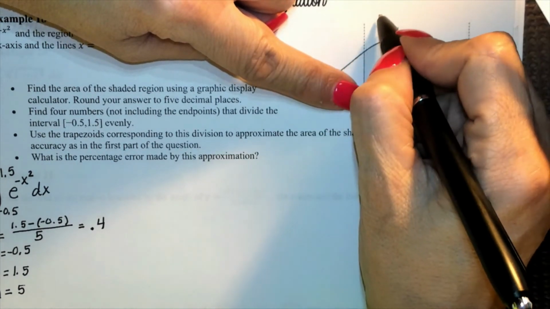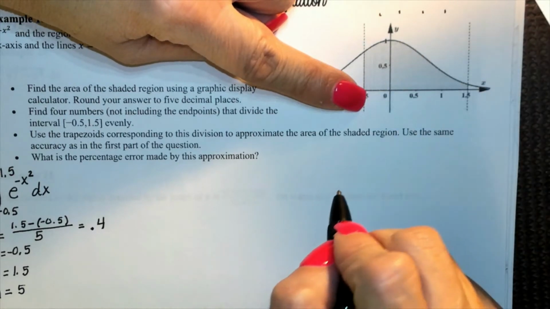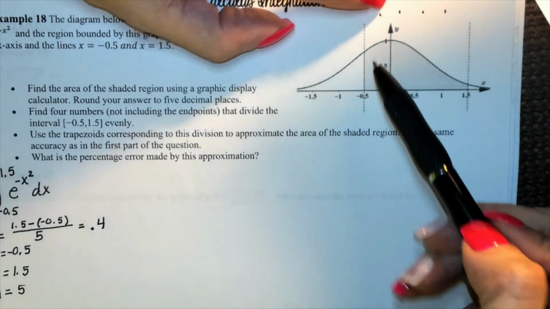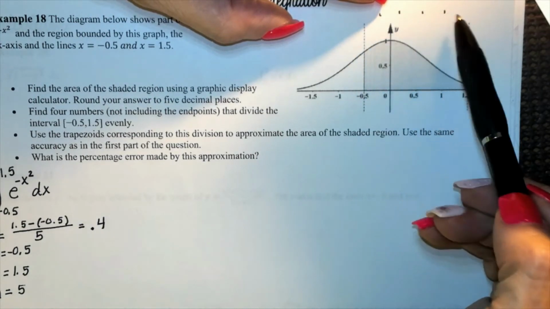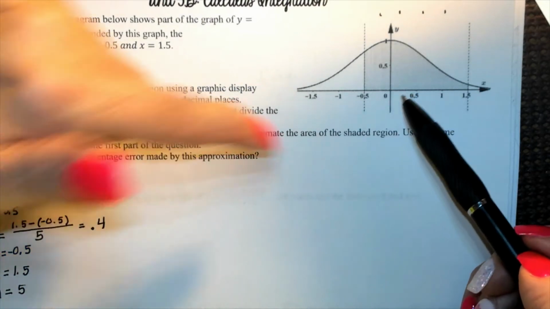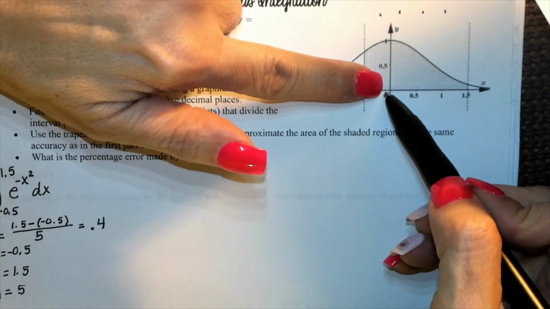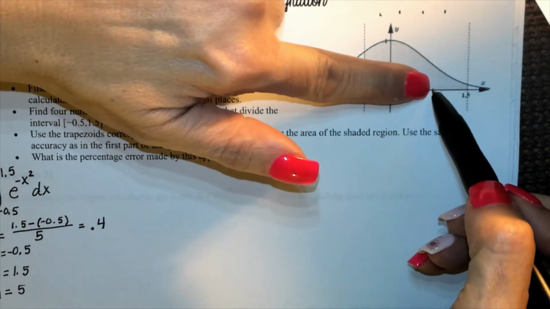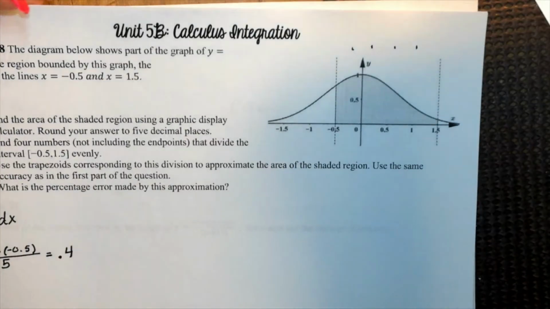So I'm just going to put dots up here. Line, 2, 3, 4. If you're stumped on where you got those 5 trapezoids, here to here is going to be 1, 2, 3, 4, and that's going to be my 5th one. So if 0.4 is going to be the distance, I need to go from here over 0.4, over 0.4, over 0.4, over 0.4. So what I'm going to do is take my calculator.